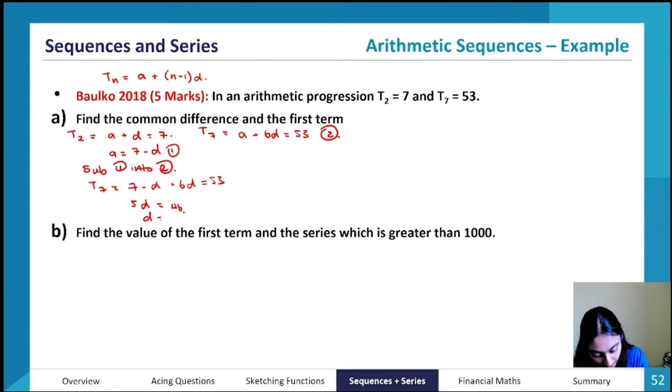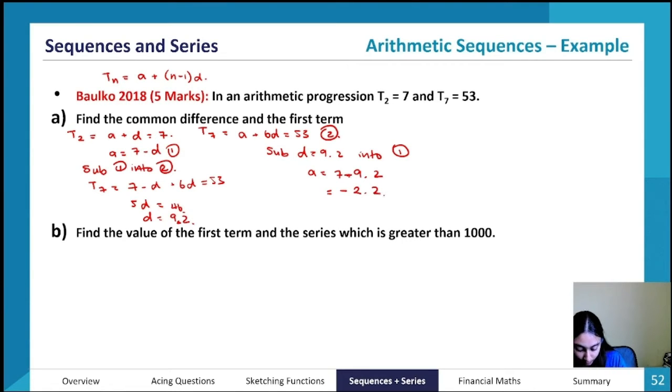So D is equal to 46 on 5, 9.2. Okay, sub D is equal to 9.2 into the first equation. So A is equal to 7 minus 9.2, which is negative 2.2. Okay, and now my next step is to obviously check.